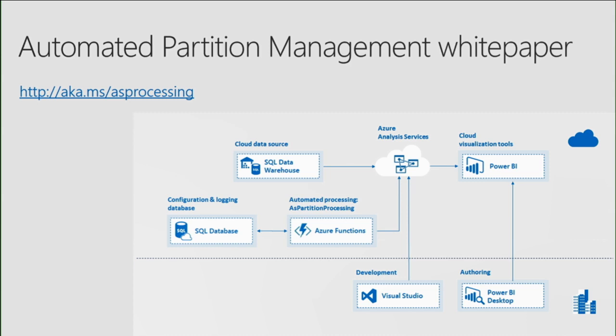So processing, a lot of detail to it. This is one solution that's up there that uses Azure Functions. Christian Wade over there wrote a nice white paper on how to automate partition processing. It gives lots of good examples and also has a lot of good code samples in there. Go to aka.ms/ASprocessing. You can read all about it, use those code samples, and that'll really get you started.